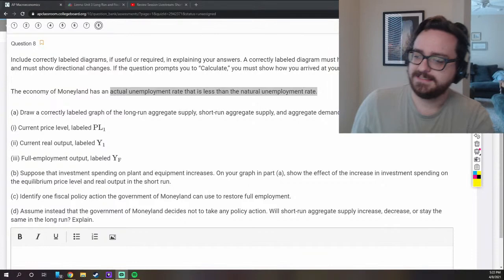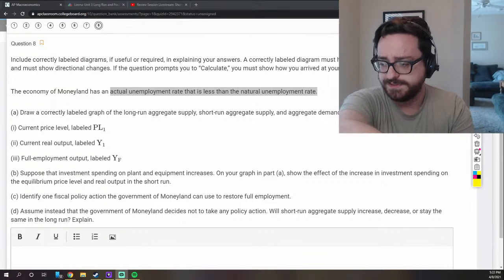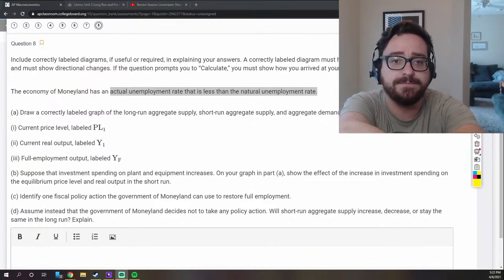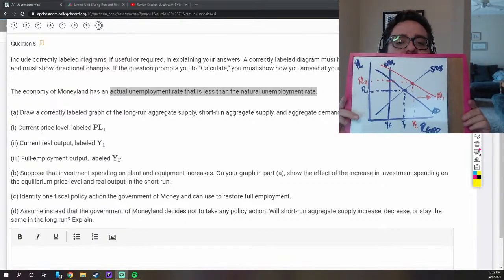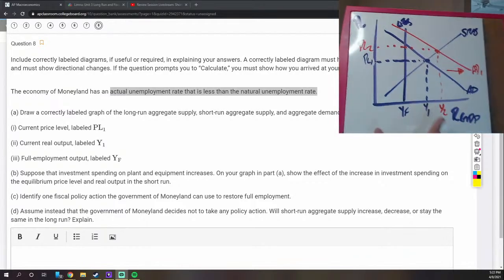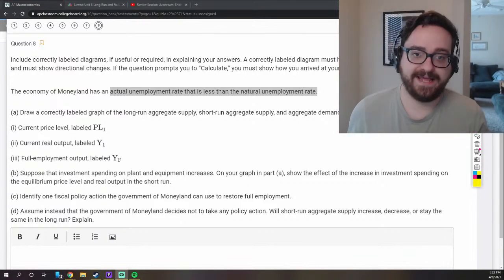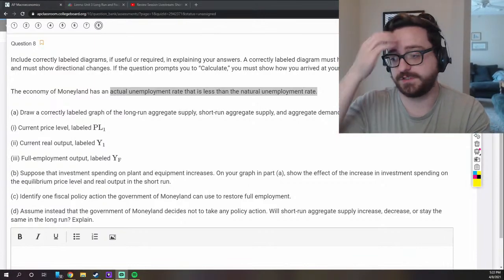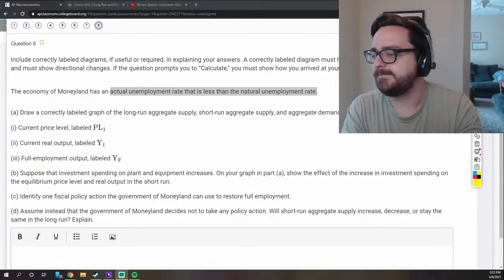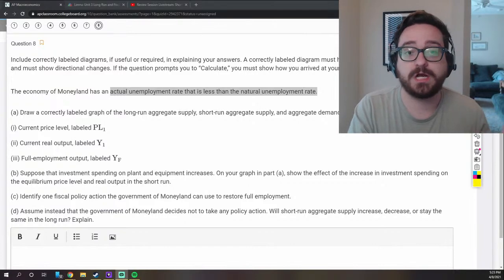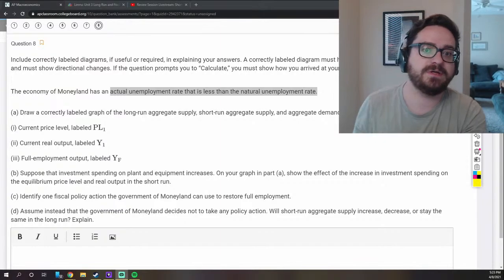All right. C, identify one fiscal policy action the government of Moneyland can use to restore full employment. Okay. They are in an inflationary gap. They're in a positive output gap by a lot now. Boy, they were already in one, and now they're in an even bigger one. So they're going to need one hell of a contractionary fiscal policy to have this happen. They need the economy to slow down. People are spending too much, which sounds great, but it's going to cause prices to go to a really bad spot, because the more you spend, the more businesses can charge, and we don't want that.